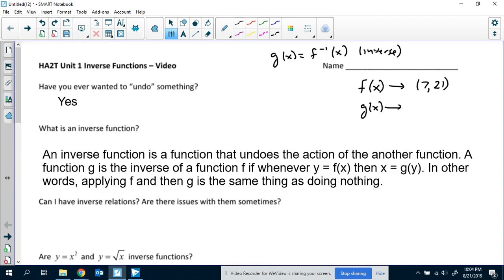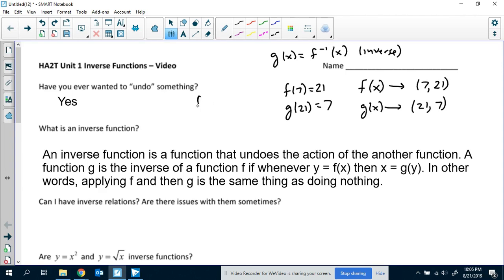So if I have g of x being the inverse function of f, that means that whatever the y value was on f, it has to map it back to whatever the x value was on f. So ultimately, taking f of 7, getting 21, then taking g of 21 gets me back where I started. That's essentially what an inverse function is. It gets us back where we started. If we did the original function, I can undo the original function's action with g.